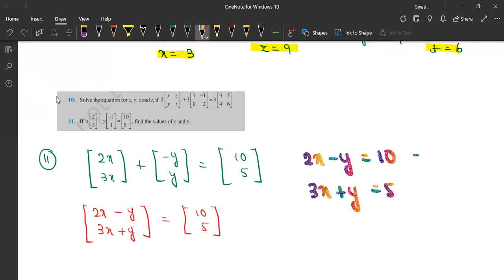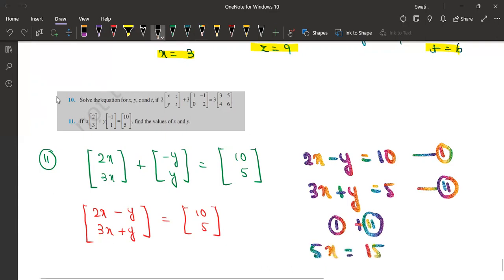If I put this as equation 1 and this as equation 2, and if I add equation 1 and 2, clearly minus y plus y will get cancelled. So 2x plus 3x is 5x, and 10 plus 5 is 15. So from here, clearly x is going to be 15 divided by 5, that is 3. By putting this x equals 3 in any one of the equations, let's put it in the first. So from equation 1, 2 times 3, that is 6, minus y equals 10.